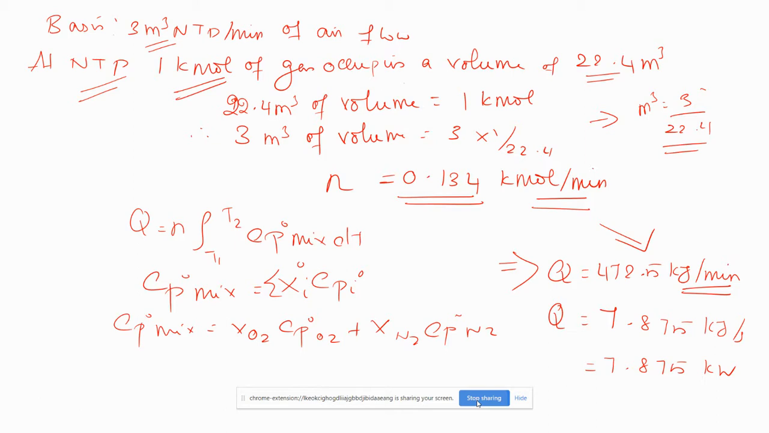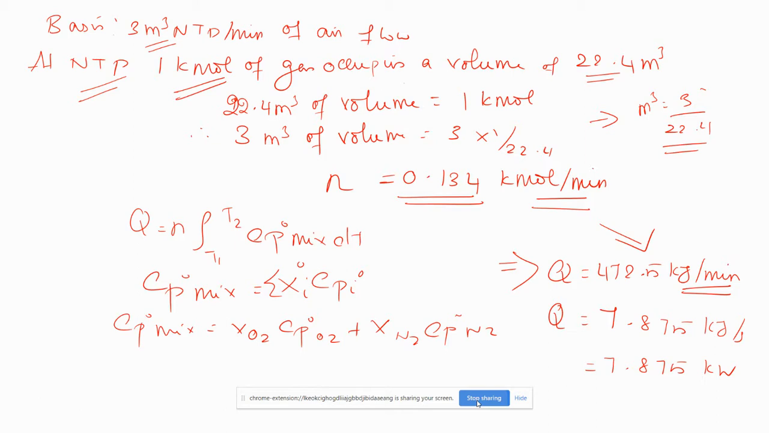Where N is what? Don't forget to add N. N is 3 kilomoles. Now substitute the values: Q is equal to 3 into 29.3955 into (473 minus 298). You will get the answer as 15432.64 kilojoules. Direct substitution.